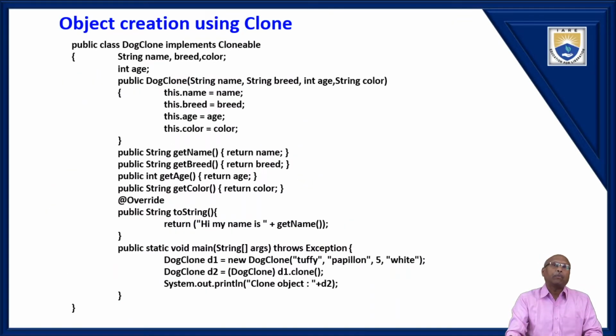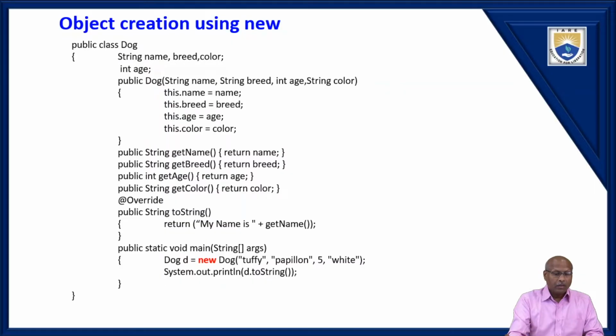Let us see a program, how you can create using Cloneable. Already in the previous program, you have seen how to use new operator. Using new, you can write like this: new followed by the constructor. Please observe this program. Object creation using new.